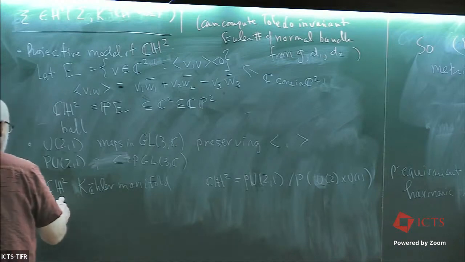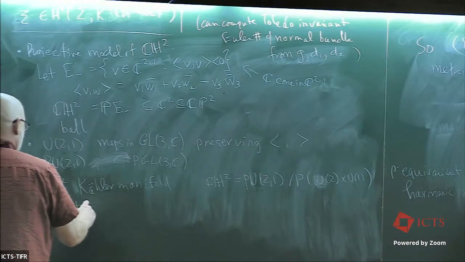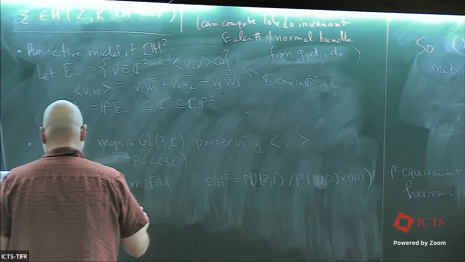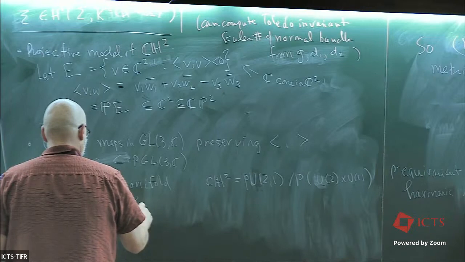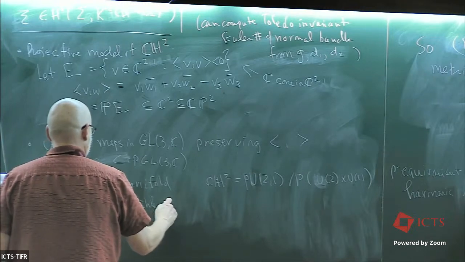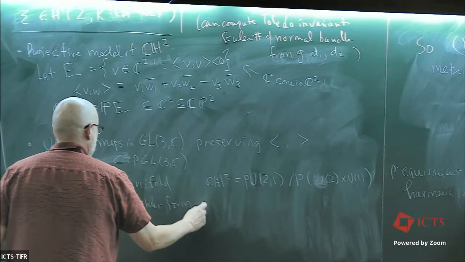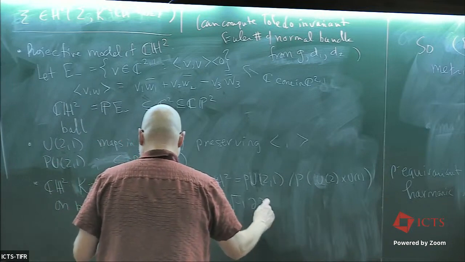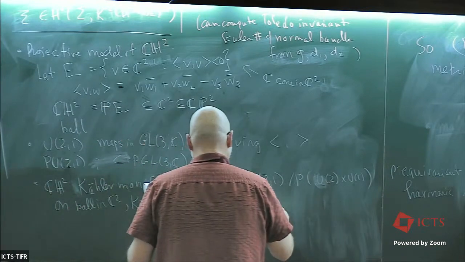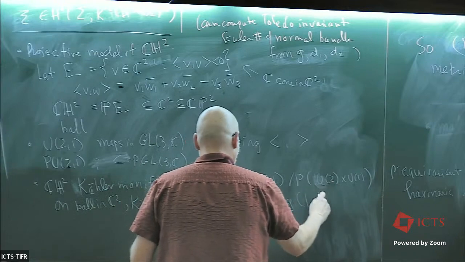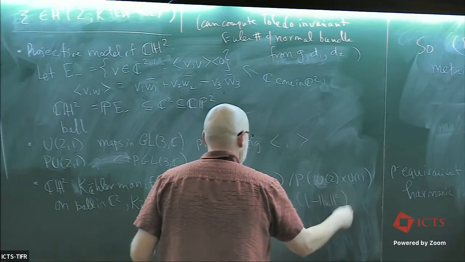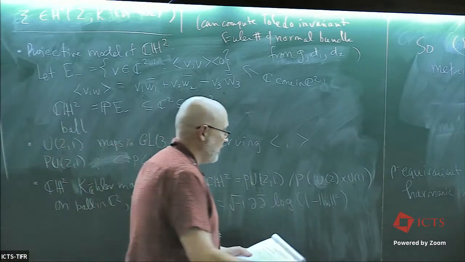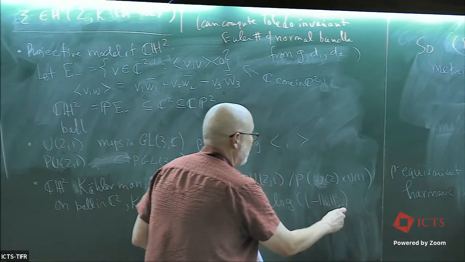And so on the ball in C2, the metric is given by the Kähler form omega. This is the symplectic form. So it's going to be i times del del bar of log of 1 minus the norm of W squared. And this norm is just the ordinary Euclidean norm in C2.